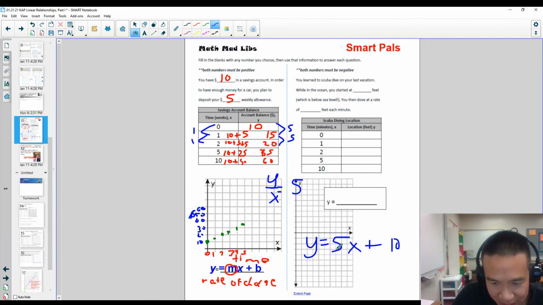So let's see if this makes sense. We put in $5 per week plus the $10 we started with. And that is called a linear relationship. It's in the form of y equals mx plus b. M is the rate of change.